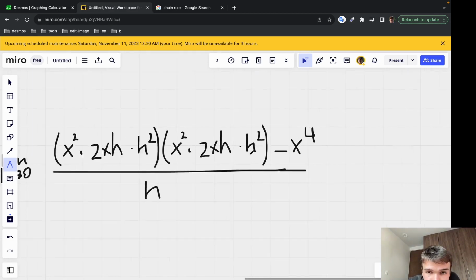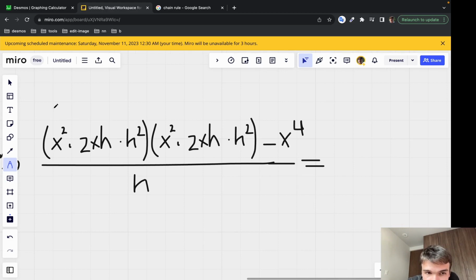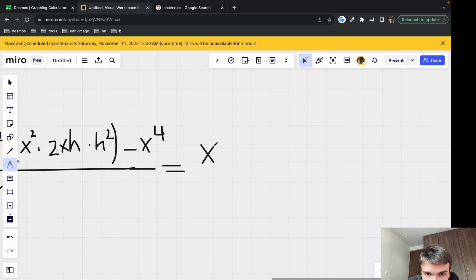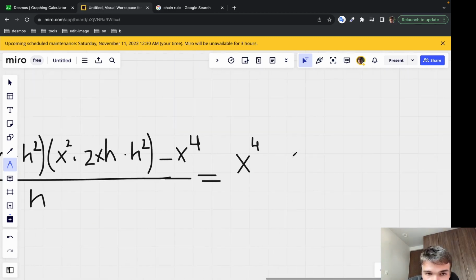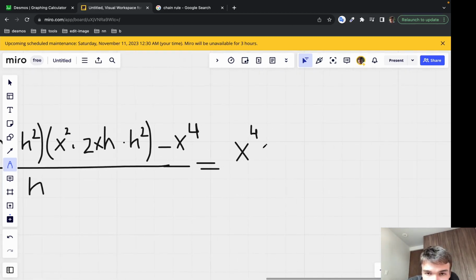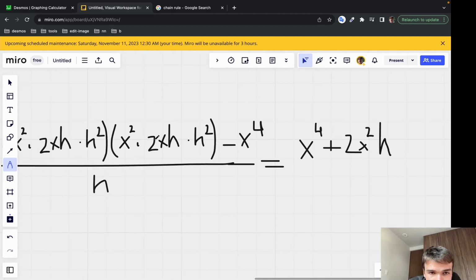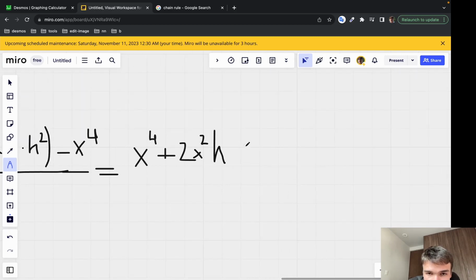So now we need to expand this, and it will be a bit complicated, but let's do this. So first of all, x squared multiplied by x squared is going to result in x to the power of 4. Now x squared multiplied by 2xh is going to result in 2x cubed h, so plus 2x cubed h. Okay. Then we are going to multiply x squared by h squared. It is going to result in x squared h squared.